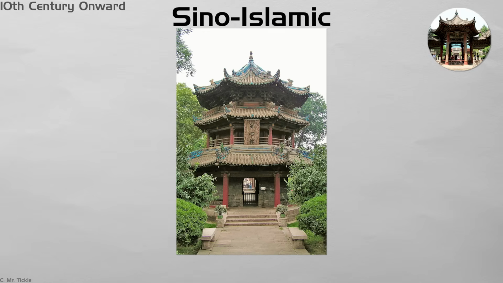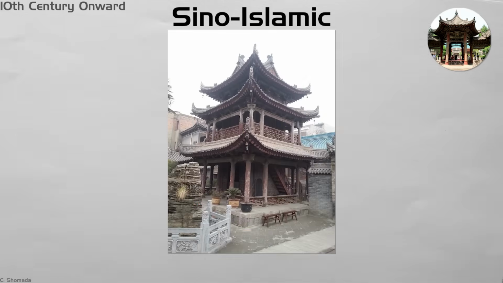Sino-Islamic. In China, Islam arrived via trade routes like the Silk Road, leading to a unique integration of mosque design with Chinese architectural principles. Instead of domes, many mosques use traditional curved roofs and courtyard layouts. Wooden pillars, carved screens, and pagoda-inspired minarets are typical.